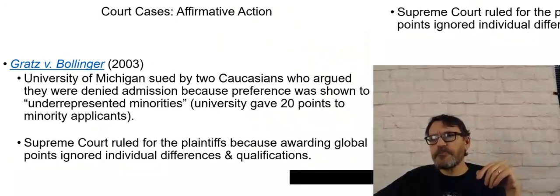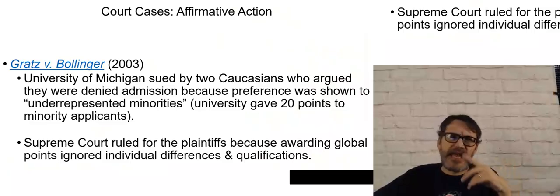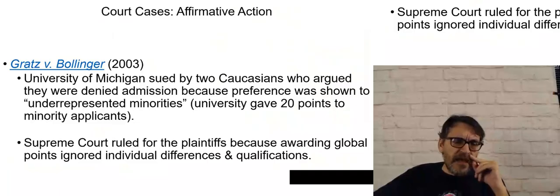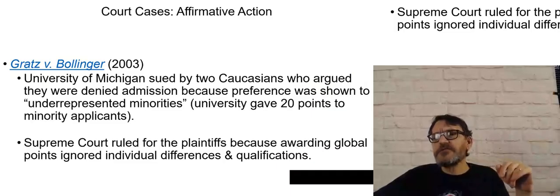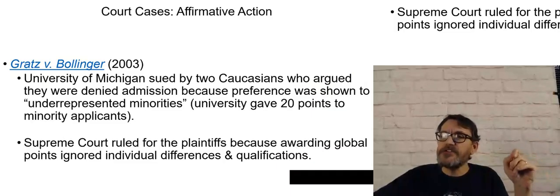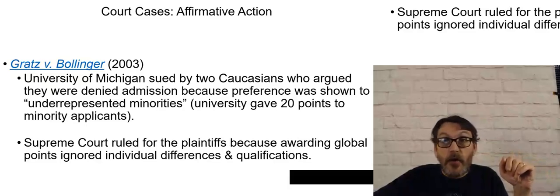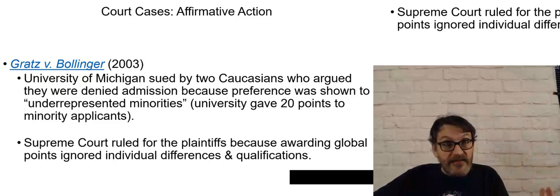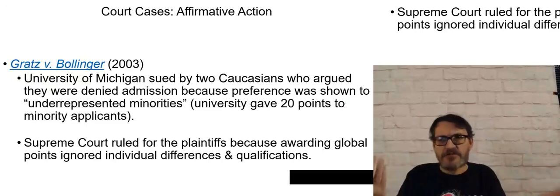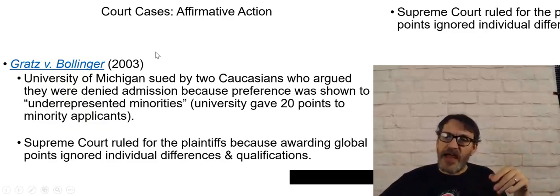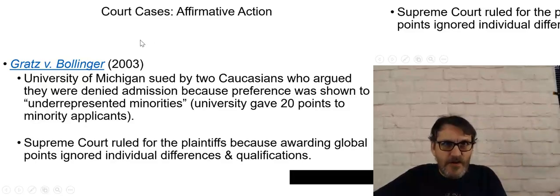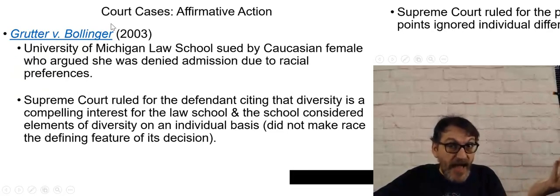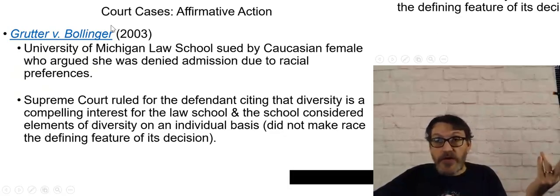So some of the major court cases that came up with affirmative action were interesting and conflicting. Okay, so here the University of Michigan was sued by two Caucasians who argued they were denied admission because preference was shown to underrepresented minorities. That is, the university gave an extra, like, 20 points in the selection process for minority applicants, and the Supreme Court says, no, you can't ignore individual differences in qualifications.